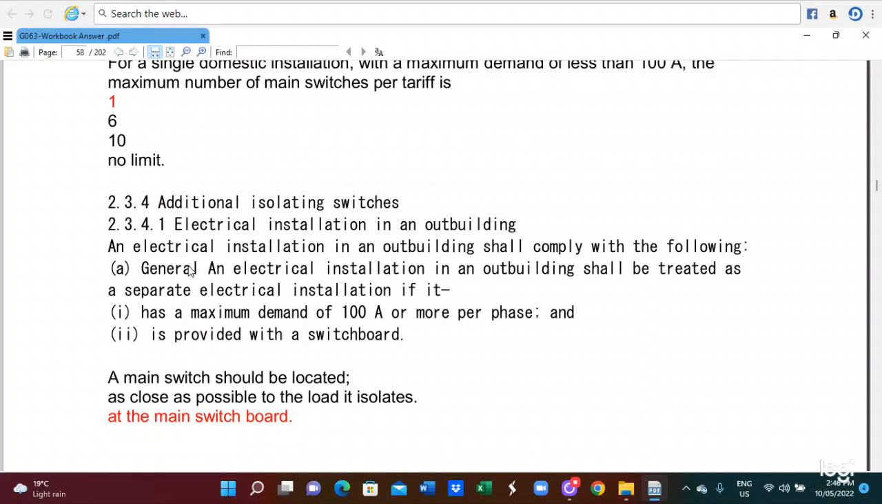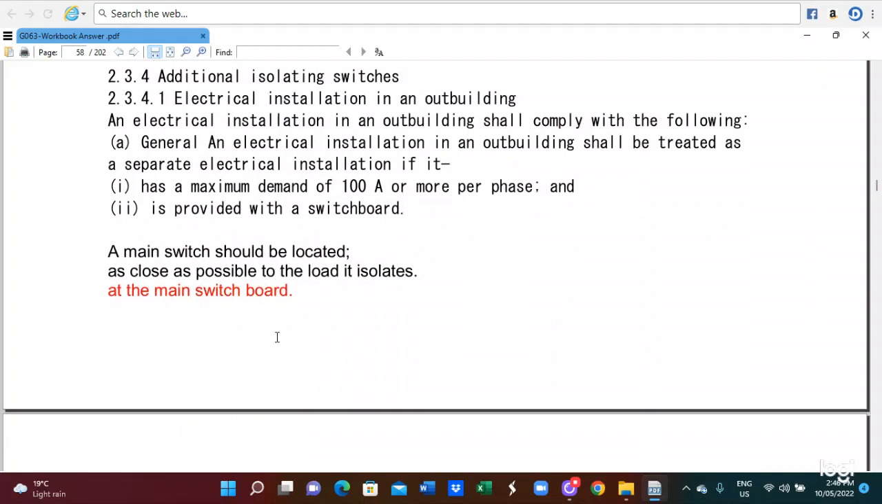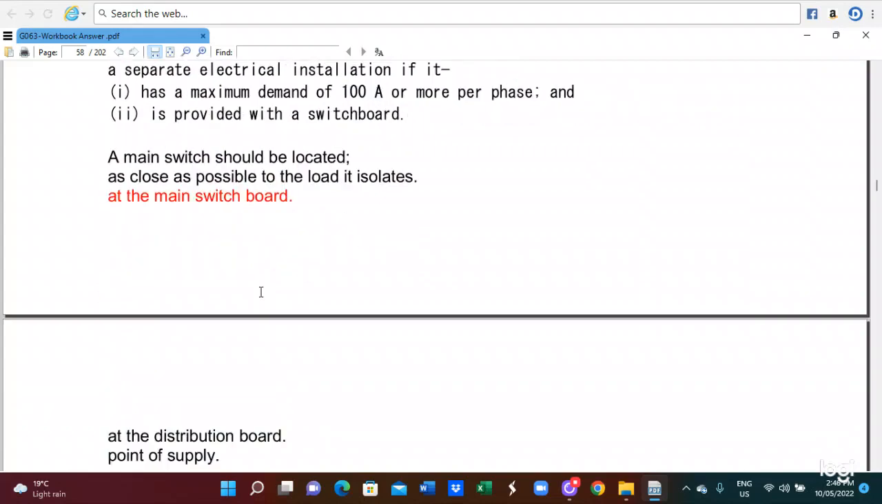ES3000 2.3.4, additional isolation switch. 2.3.4.1, the electrical installation in an outbuilding. The electrical installation in the outbuilding shall comply with the following. General: an electrical installation in an outbuilding shall be treated as a separate electrical installation. It has a maximum demand of 100 ampere and is provided with a switchboard. The main switchboard should be located as close as possible to the load. It isolates the main switchboard.